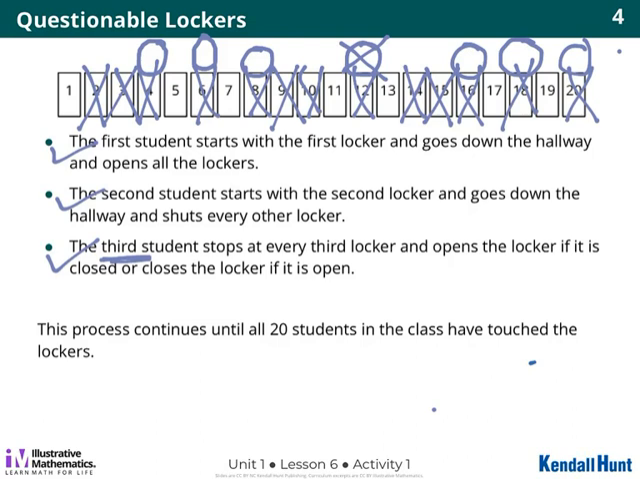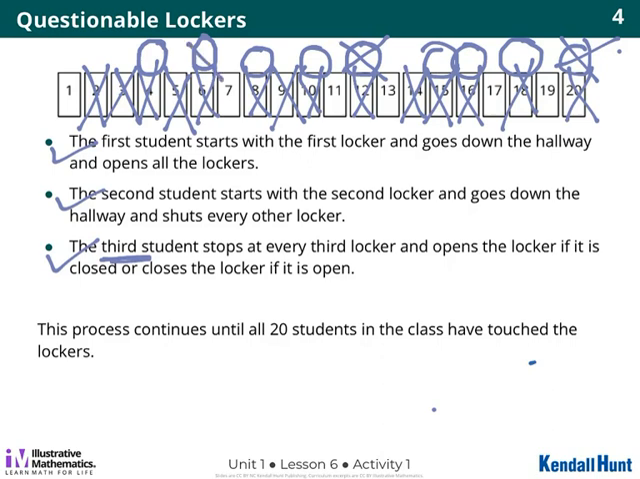So 5 is open, so I need to close it. So I'm going to go 5, 10, I need to open. 15, I need to open. 20, right? Close. Okay. So some of these lockers are getting touched several times, right? Okay. So I just did 5, so now I'm going to do 6.